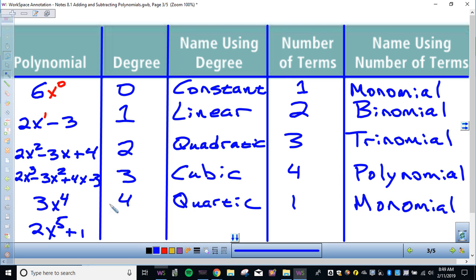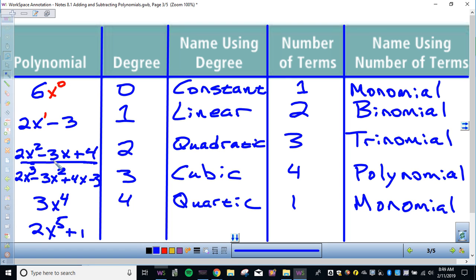Terms are separated by plus or minus. So 1, 2, 3, 4 terms, right? How many terms does this one have? 3 terms. Right? So terms are separated by plus or minus. Degree is the highest exponent. Okay? So if we look at this one right here, this is written in standard form. So standard form is decreasing order by exponent. So highest exponent, the next highest, and number at the end. The number in front of the variable is called the coefficient, which we'll talk about a little bit later, but just so you know.